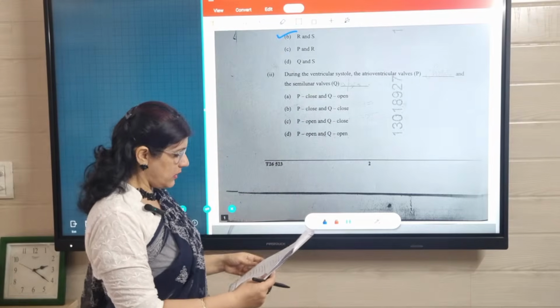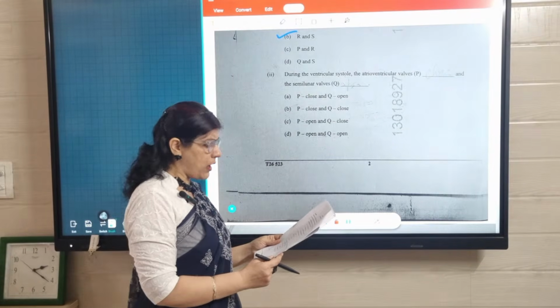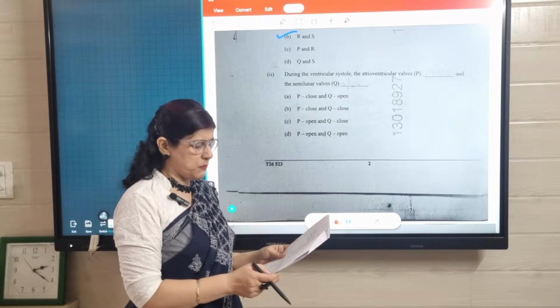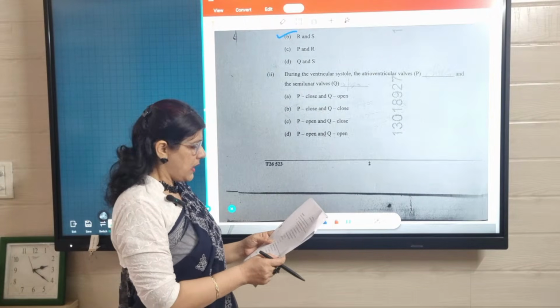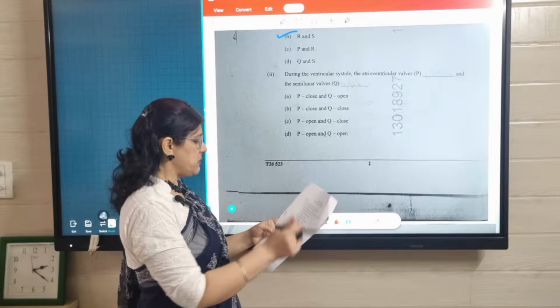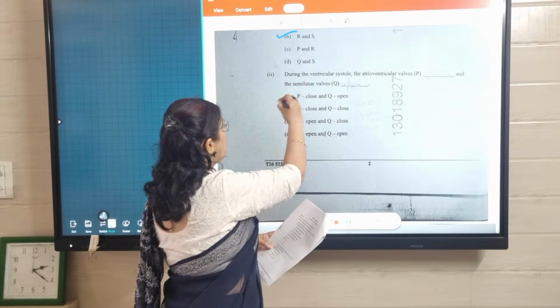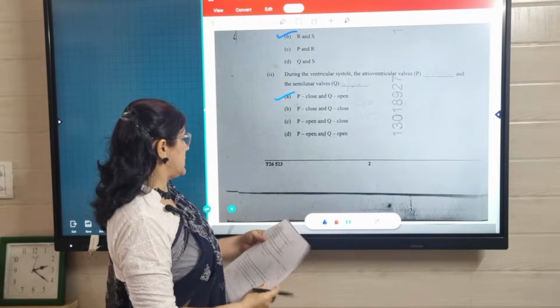In the second, during the ventricular systole, the atrioventricular valve, meaning the bicuspid or tricuspid valve, closes and the semilunar valve opens. It means P closes and Q opens. Option A is correct in this case.